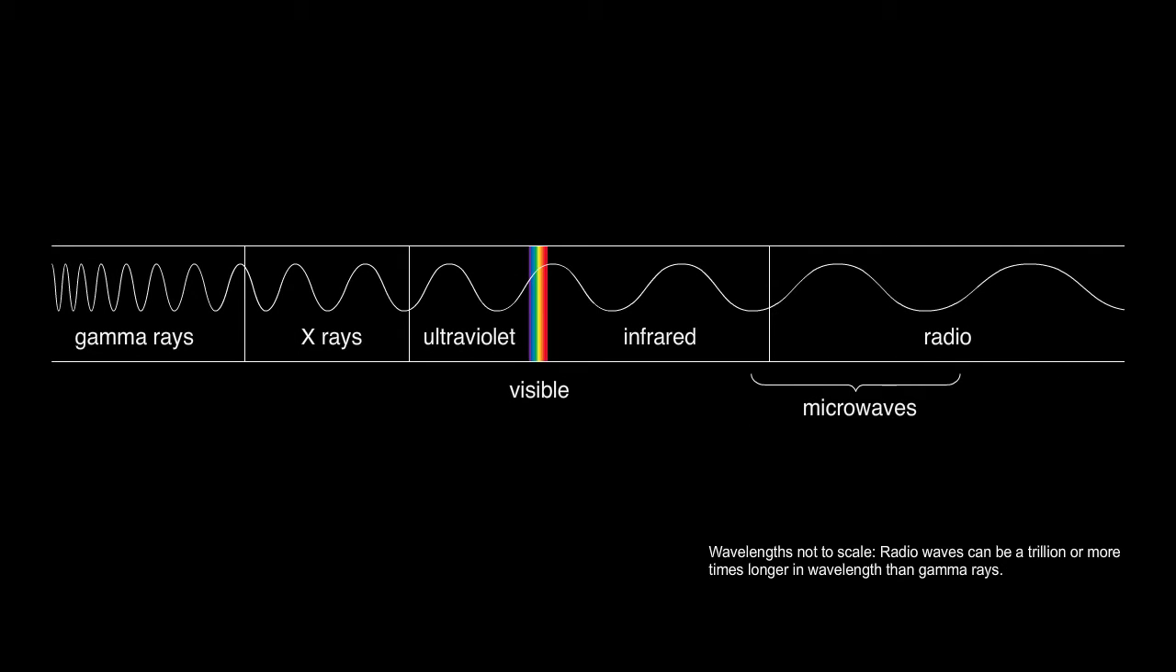The light that our eyes can see, which we call visible light, is only one small portion of what we call the electromagnetic spectrum, which extends from short wavelength gamma rays at one end to long wavelength radio waves at the other. In this video, we'll explore basic properties of this complete spectrum of light.